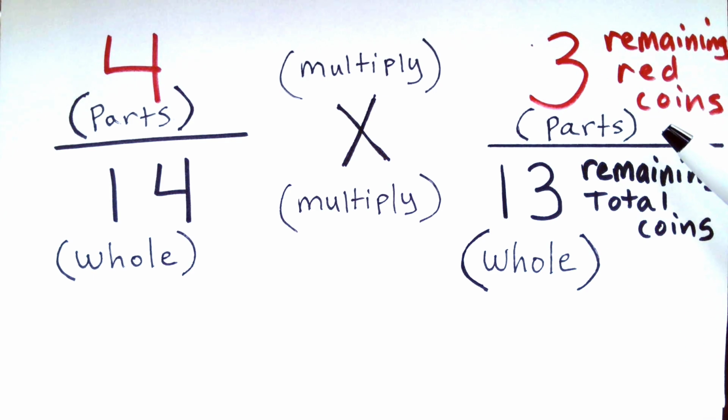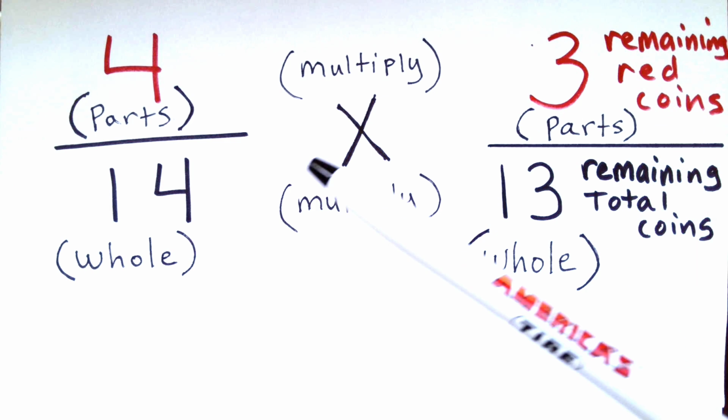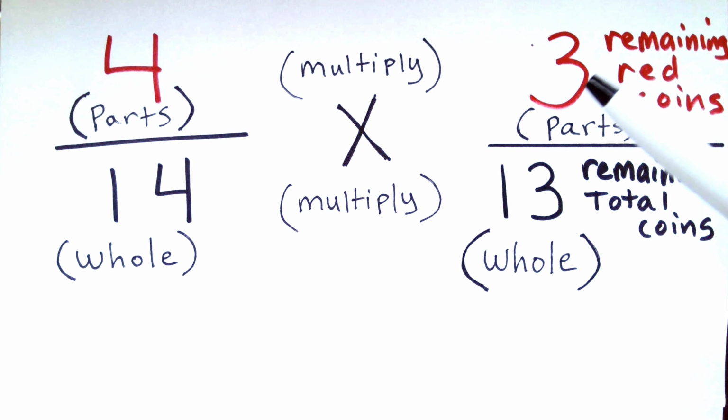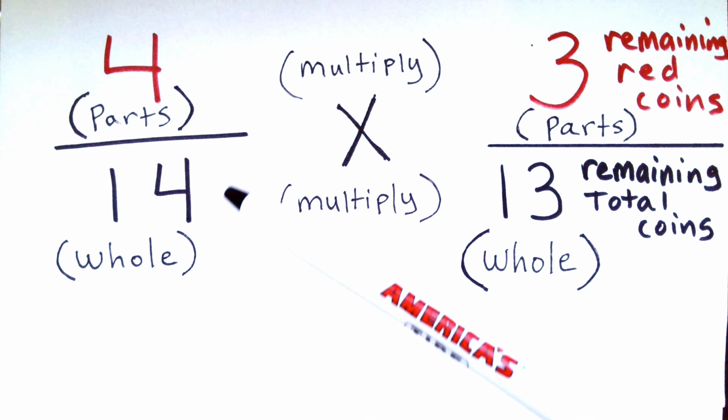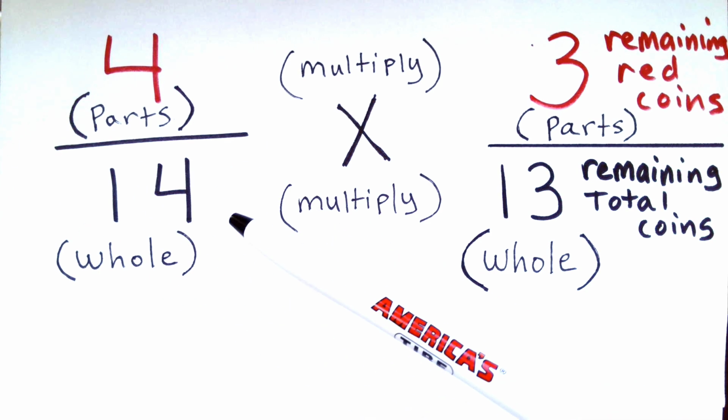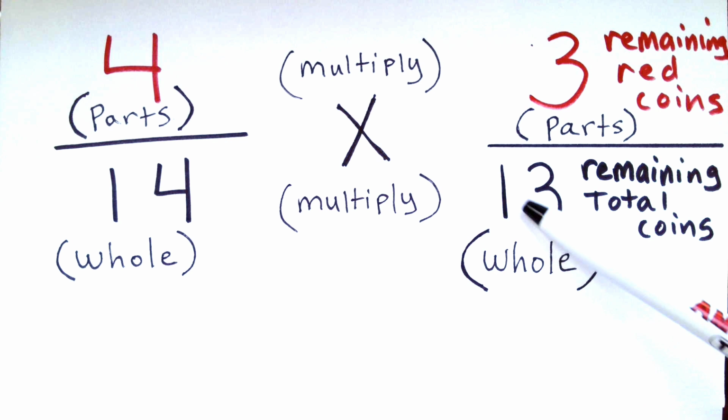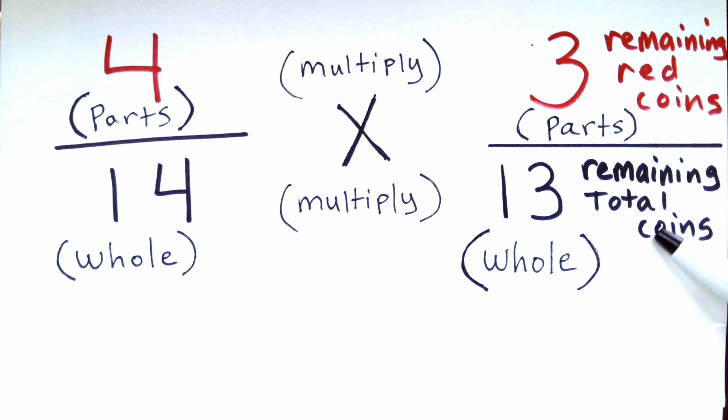3 remaining red coins, right? We're taking out a coin, so a coin is being taken away from the 4. 4 minus 1 is 3, right? Which means since we're taking away from the parts, we have to take away also from the whole of 14. 14 minus 1 is 13. There are 13 remaining total coins. 3 remaining red coins over 13 remaining total coins.